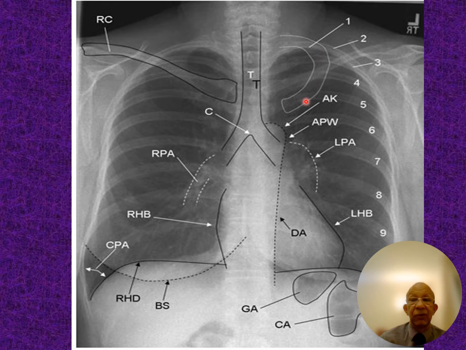Again, these are the ribs, the aortic knuckle, aortopulmonary window, the left pulmonary artery, the left heart border, the descending aorta, the carina, the right pulmonary artery, the right heart border, the right hemidiaphragm, the costophrenic angle. This is the breast shadow, the gastric air bubble, and the colonic air bubble.